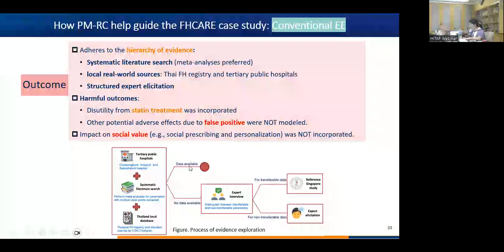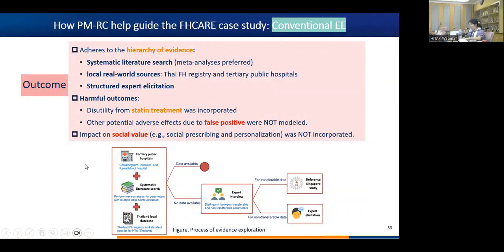If no data were available, as the first step, we conducted individual interviews with experts to distinguish between transferable and non-transferable parameters. Following this step, we relied on our previously published study to get input parameters for transferable ones and conducted expert elicitation for non-transferable ones.